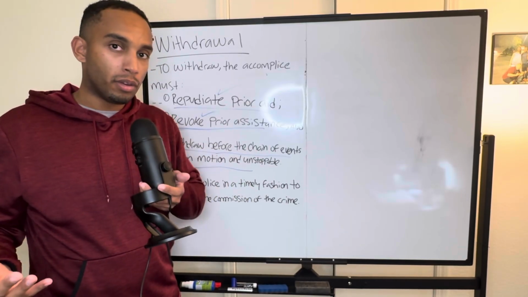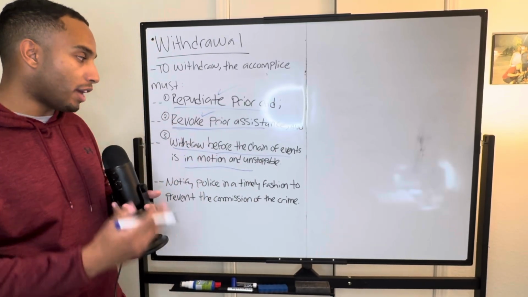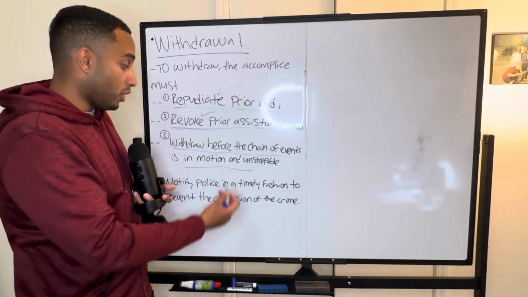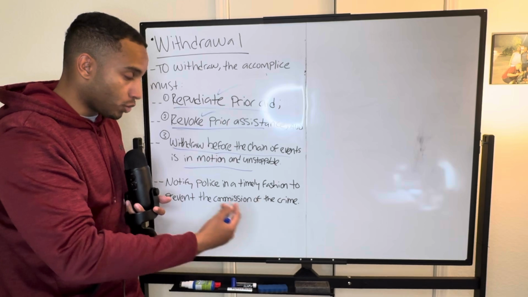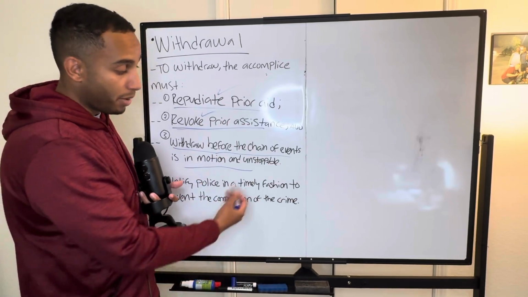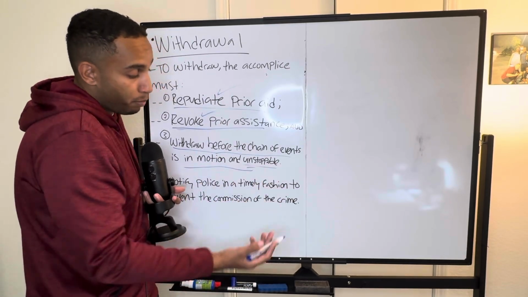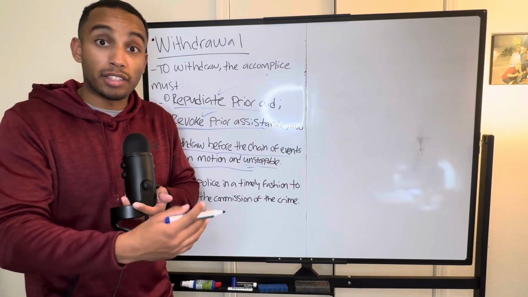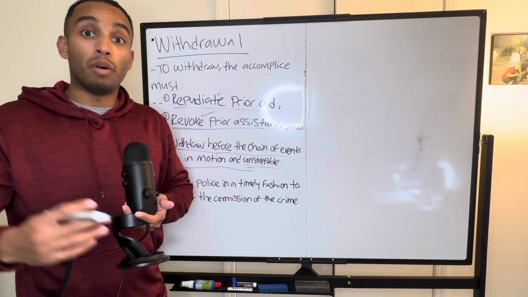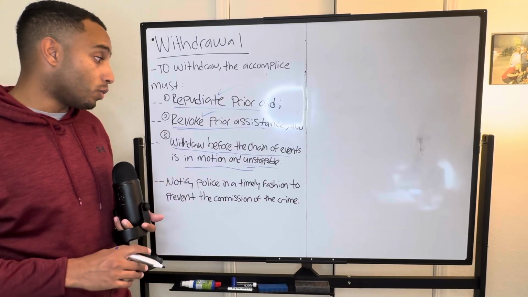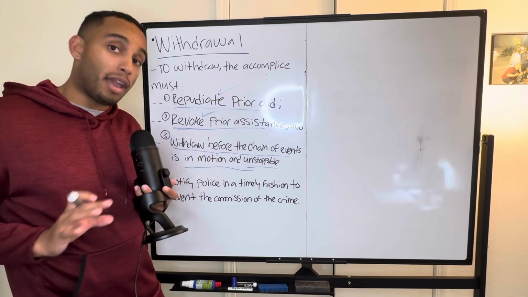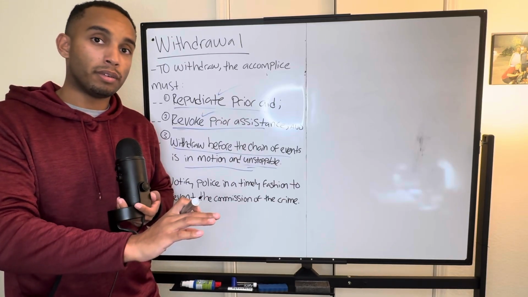It's too late, right? Because he tried to stop everything from happening at the time when the chain of events was in motion. Israel committed the crime of burglary, and basically it was unstoppable because Israel was committing the act of breaking and entering a dwelling house during the nighttime with the intent to commit a felony therein. So that's a situation where withdrawal won't work. But if it's done beforehand, then it will work.